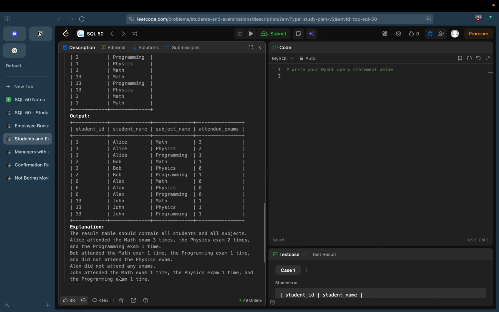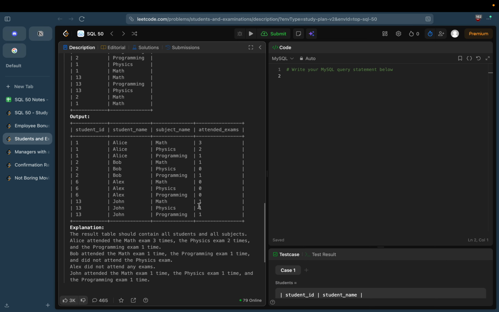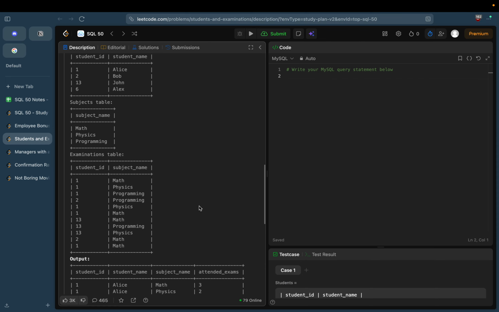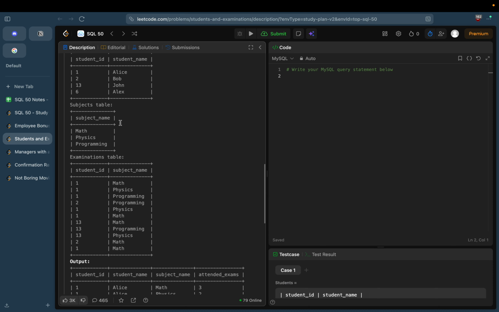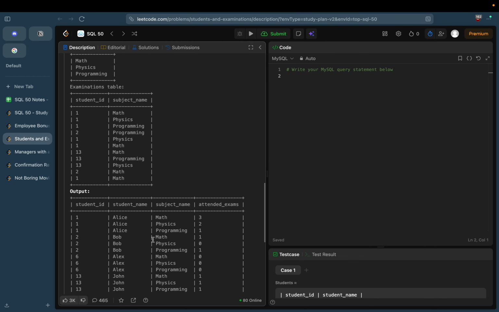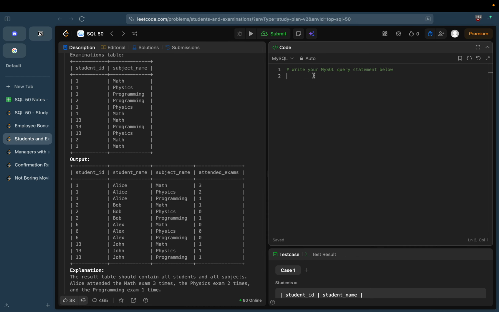Let's have John. John attended math exam 1 time, physics exam 1 time, programming exam 1 time. Okay, so for John, 13, we have one entry of each: math, programming, and physics. Right, cool. This is a good problem to solve. Let's jump right into it.